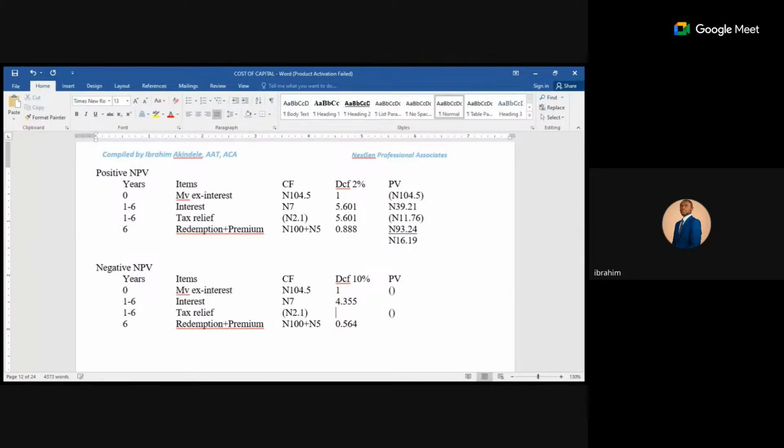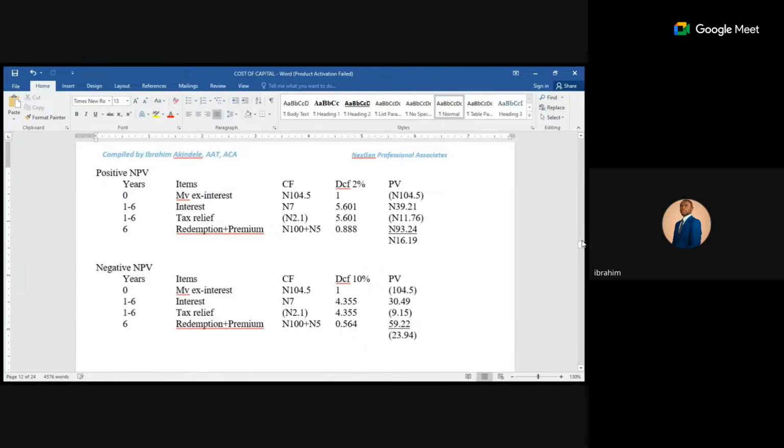The next, what do you have here? The same thing, 4.355. So when you multiply the first one, what do you have? 30.49. Next, what do you have? 9.15. 59.2. That's fine. Thank you. So what do we have? What is the negative NPV? Minus 23.94. Okay, that's fine.